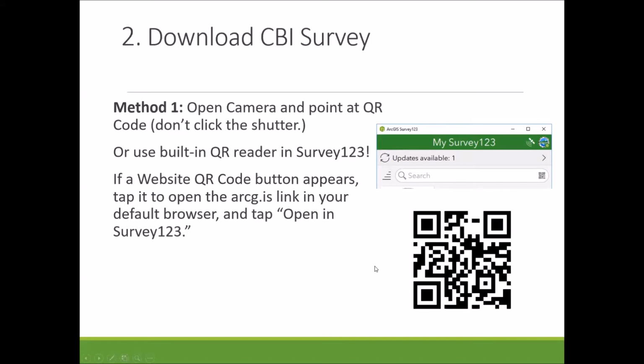Some of you might be familiar with using the camera as a QR code reader, and all this is, you open the camera app on your phone, aim the camera at the QR code either on the screen or in the instructions. You shouldn't need to click the shutter. If the QR code reader is active on your camera, you'll probably see like a little yellow or red box around the QR code on the screen, and you might get a pop-up at the top that says something like website QR code.